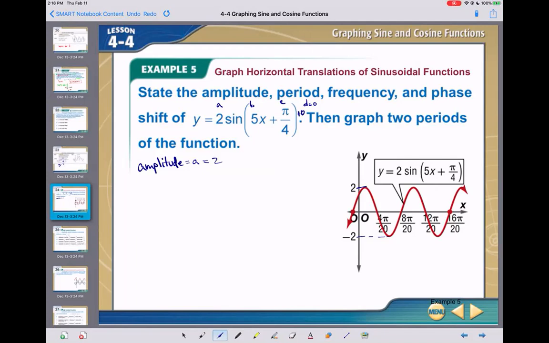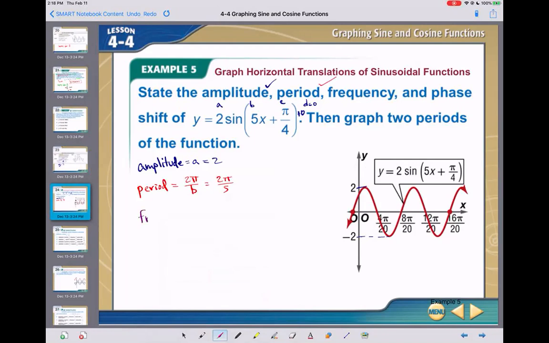Okay, next, let's do period. I just did amplitude, so now let's go on to period. The period has a formula that it's 2 pi divided by b, where you only take the absolute value of b. And so in this particular case, it would be 2 pi divided by 5. I can't simplify that, so that's our period.